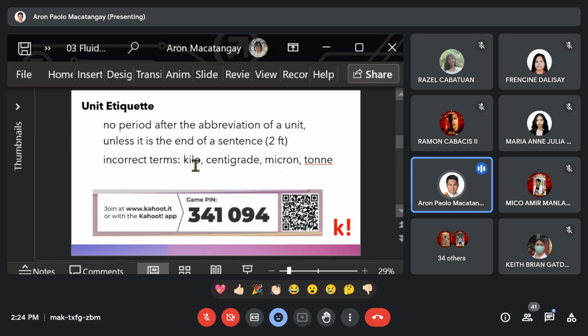In correct terms then, you do not say kilo. Remember, kilo is just a prefix. You have to put something after it: kilogram, kilometer. We also don't use centigrade. It should be Celsius. Micron is also not a formal term. It should be micrometer. And ton. Ton is not used anymore because there's a gray area whether it is an English ton or a metric ton. So it's better to use metric ton, which is 1,000 kilograms. 1,000 kilograms is equal to 1 metric ton. Okay?